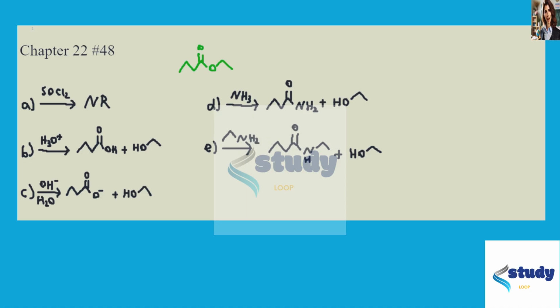For C, since it's a basic environment, we're going to get the carboxylate ion and ethanol. When OH is the nucleophile, we end with the carboxylate ion. With these 2 nitrogen nucleophiles, we end with the amide variants, because remember the nitrogen has added to the carbonyl. So for D, we get the amide and ethanol, and for E, we get the secondary amide and ethanol. And that is the answer to Chapter 22, problem number 48.